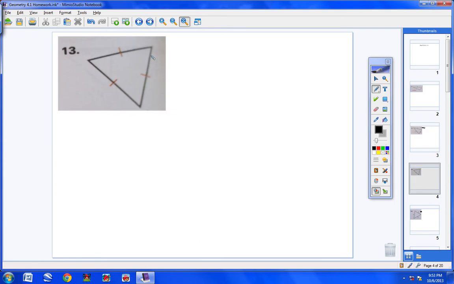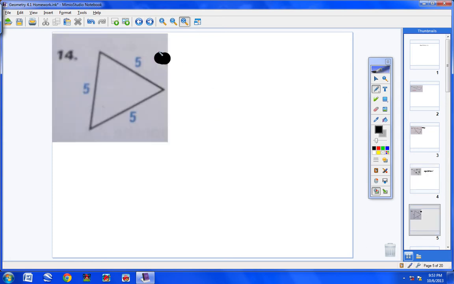Okay, moving on to number 13. Now notice on 13 they do not give us any measurements. However, we have a slash through this side, a slash through this side, and a slash through this side. Now that tells us that all three sides are the same. All three sides are congruent. And of course, when all three sides are congruent on a triangle, the special name that we have for that type of triangle is an equilateral triangle.